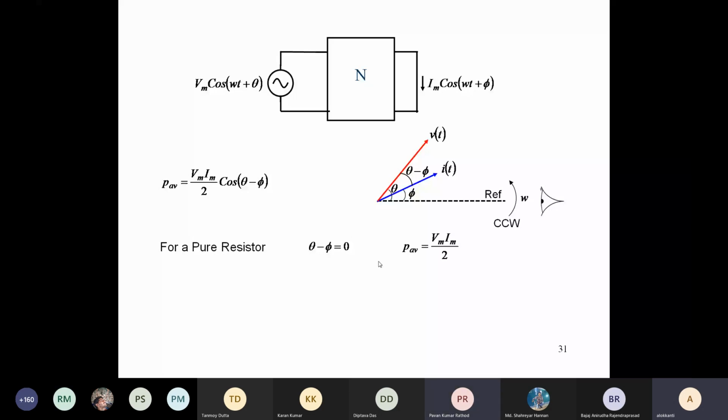Now you see the difference. This is an AC circuit. We are doing AC, and the average power is Vm Im by 2. If it is DC, you will just multiply the voltage and current. Here we are talking of average power because both of them are changing with time, and the average power is Vm Im by 2.